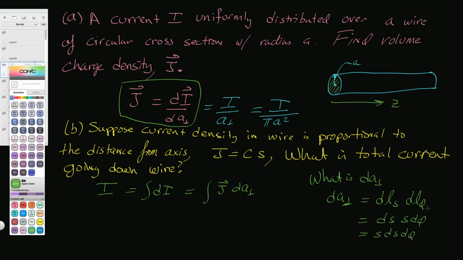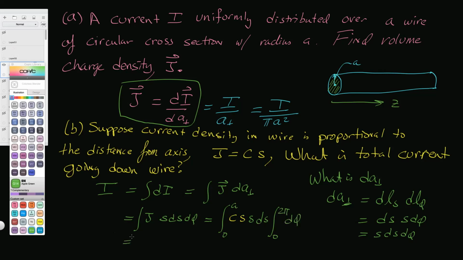Okay. All right. So this means this is J, and I don't really need the vector nature of it, so I'll just leave it. And then S d phi, which is the integral of CS, that's our J, I'll put that in yellow. CS, and then we have another S, and then we have ds from 0 to a, and then we have the integral 0 to 2 pi of d phi.